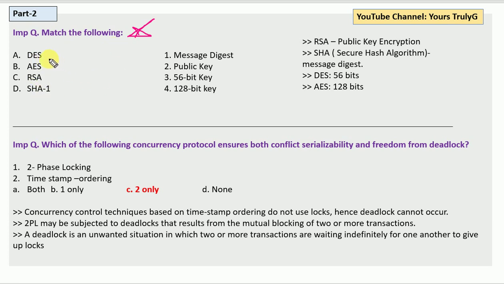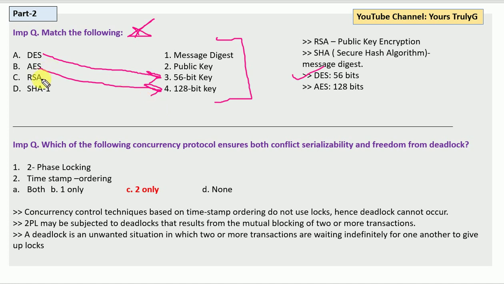As we know, DES is a 56-bit key. Those who are watching this video for the first time, again I am telling you, watch my first video on information security, where I have covered DES and AES in a detailed manner. So DES is 56-bit, AES is 128-bit, and at least you should remember these points. If you don't have the time, just remember at least these points.